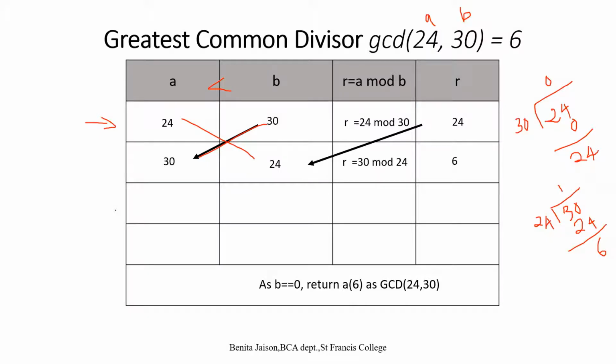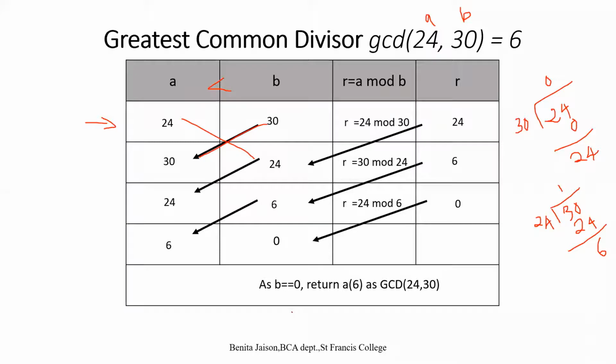Now in the next step, we will be making A as B. So what is the A value? The A value now will become 24. B value will become 6. Now we will find R equal to 24 mod 6. The remainder will be 0. Again, in the next step, what will we do? We will make A as B, so it is 6, and B as the remainder, or 0.